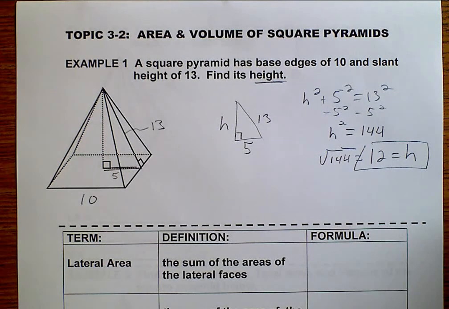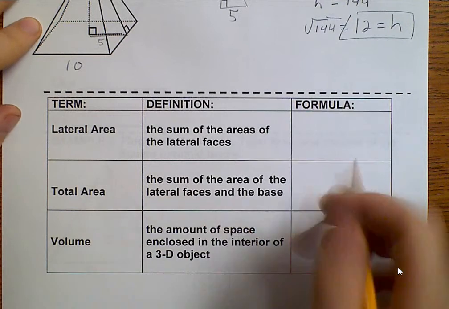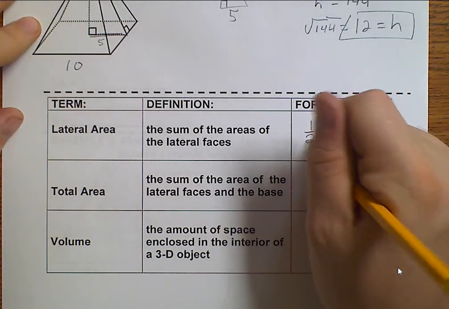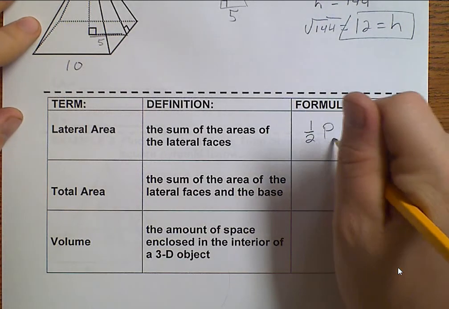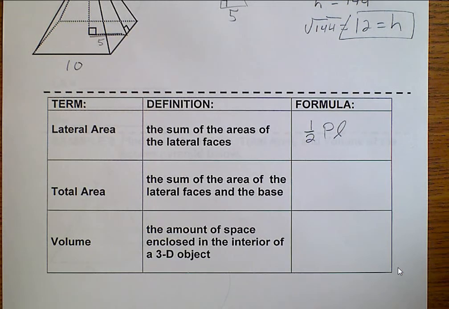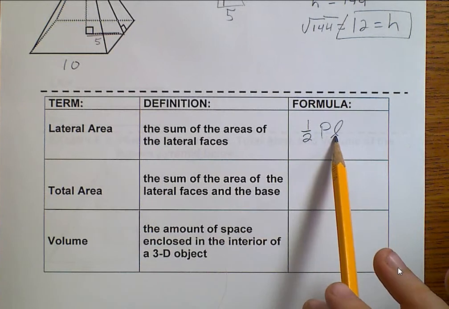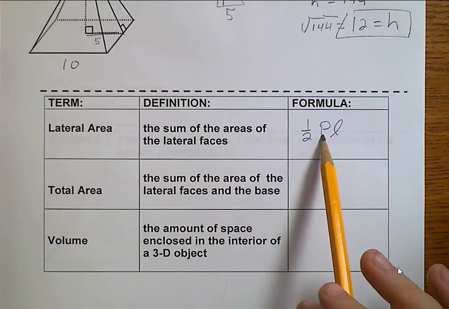Just to review what we were talking about in the last lesson, let's go ahead and do some definitions and formulas. So the lateral area is the sum of the areas of the lateral faces. Our formula would be 1/2 the perimeter times the slant height, because these are triangles, and the slant height is the height of every triangle, and the perimeter will give you the bases of all the triangles.